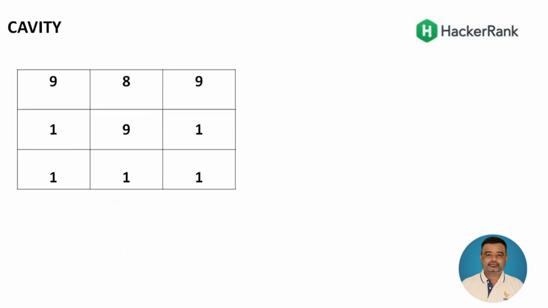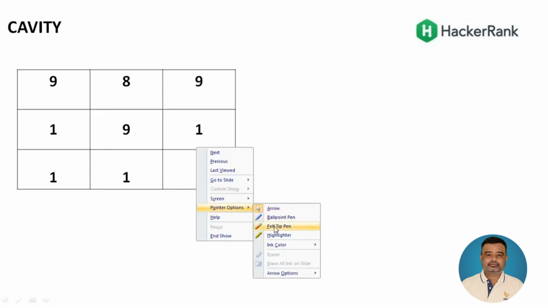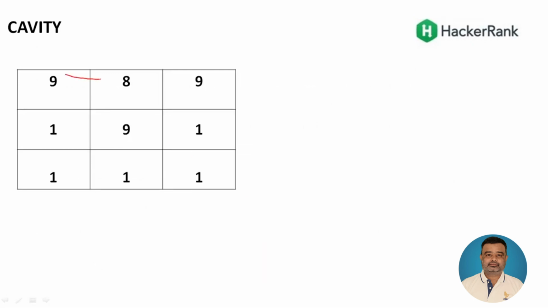Now this is the first input. What they said is that the border cells are not cavity cells, so you don't need to bother about them. Other than the border cells, we need to look into every other cell, and if it has a value which is greater than all its adjacent cells, or you can say all its adjacent cells have a value which is lesser than the specific cell, then we say that particular cell is a cavity.